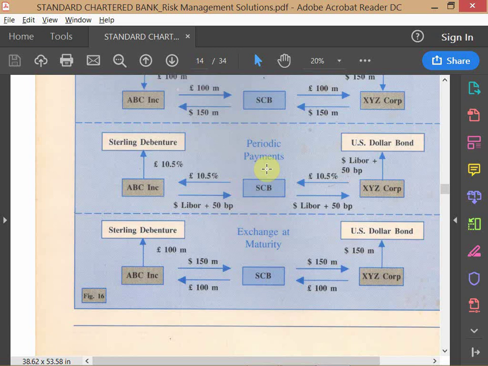So they are going to ask for a price for a sterling USD cross-currency IRS, okay? So what do they want to do? If you look at their objectives, you will figure out what kind of swap they would want to have, okay? What do they want to have?